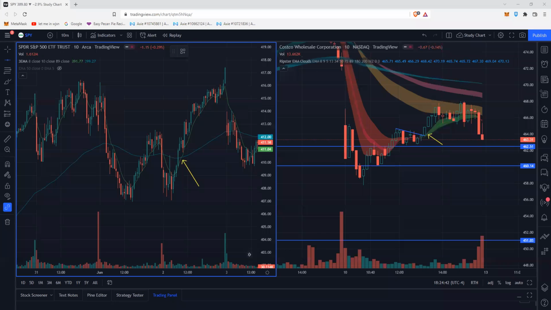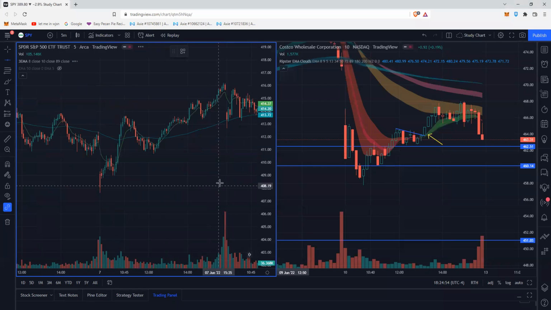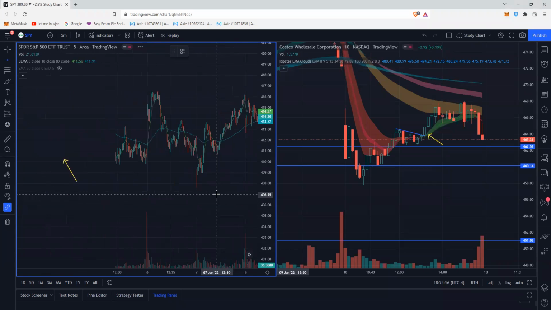Cool, right. So Mr. Sam found out that when you get the 8/89 EMA cross on SPY, and I think it was on the 5-minute chart.